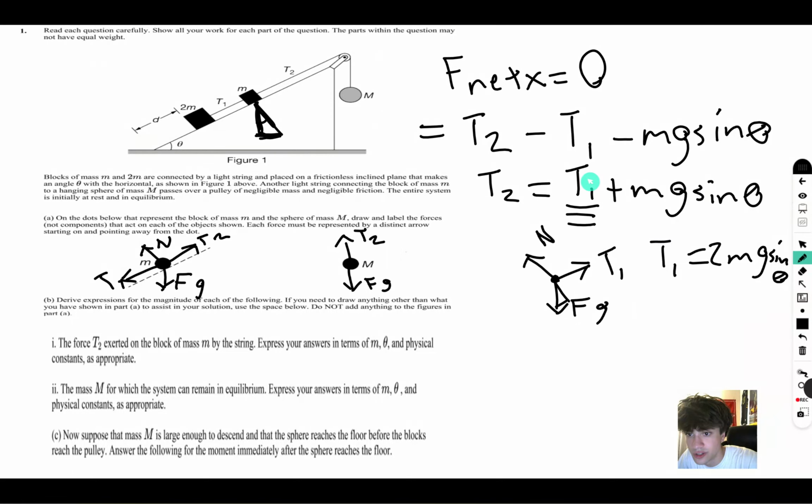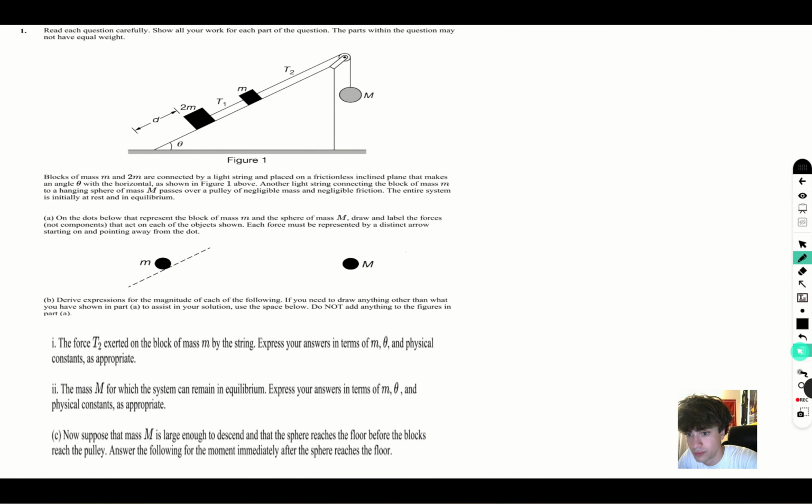Alright, so let's plug this into our equation here. 2mg sine theta plus mg sine theta is going to give us 3mg sine theta. So we'll find that our T2 has a value of 3mg sine theta. Let's erase this so we have some more room to write. I'm going to write our answer here.